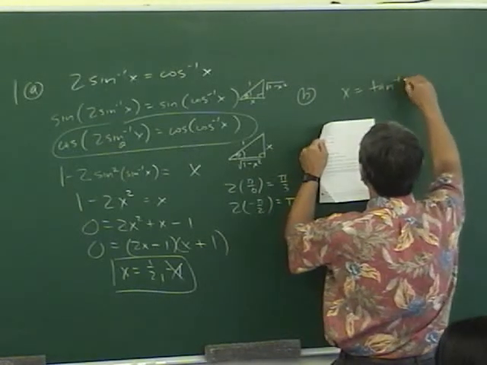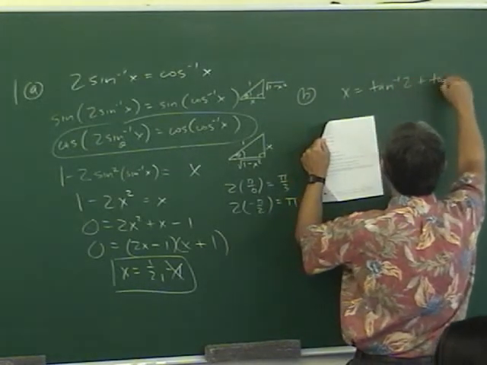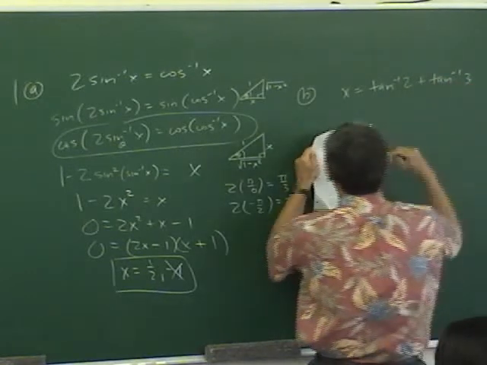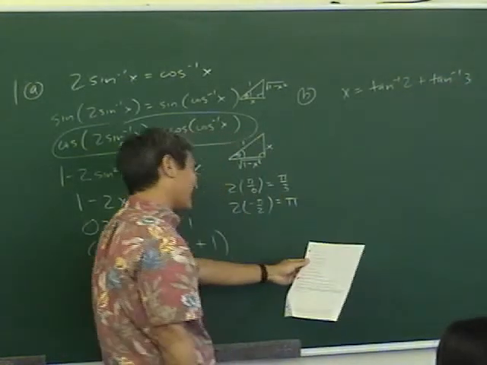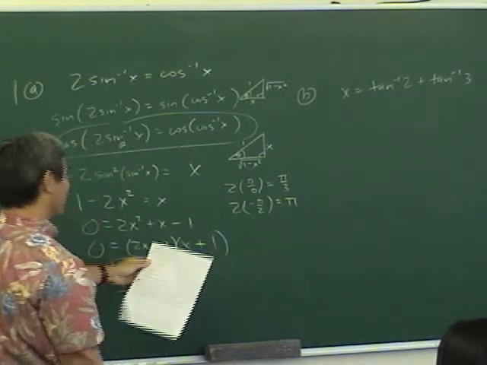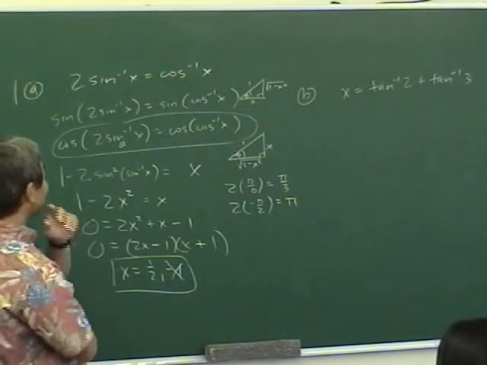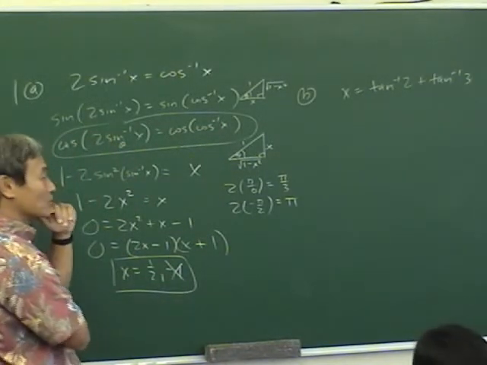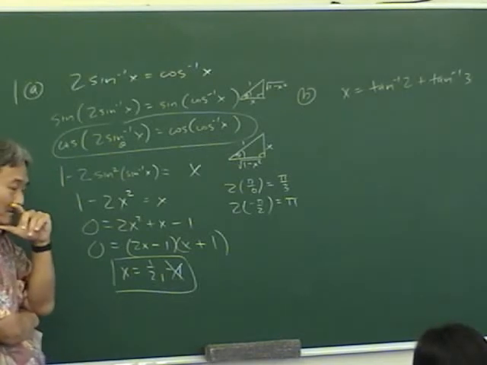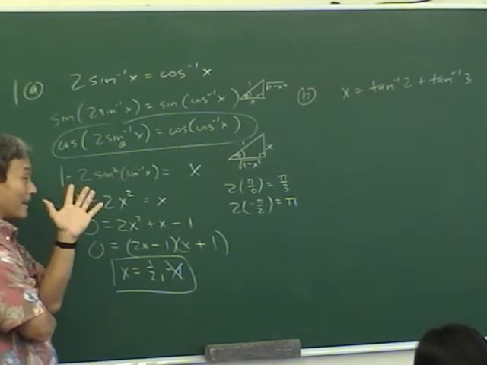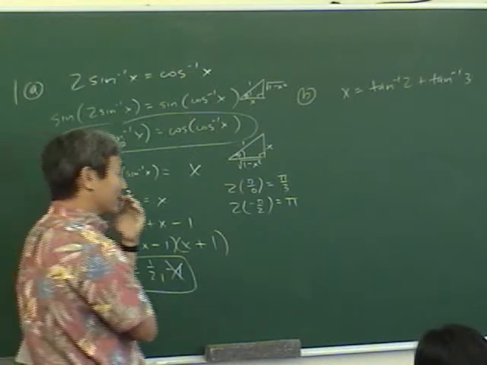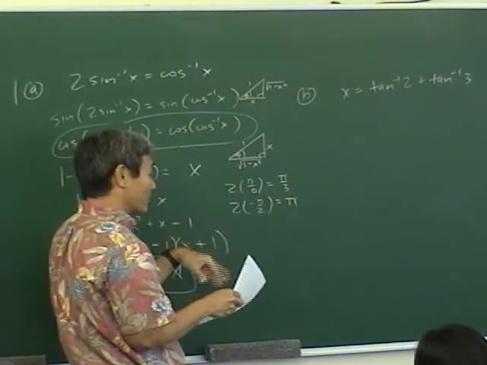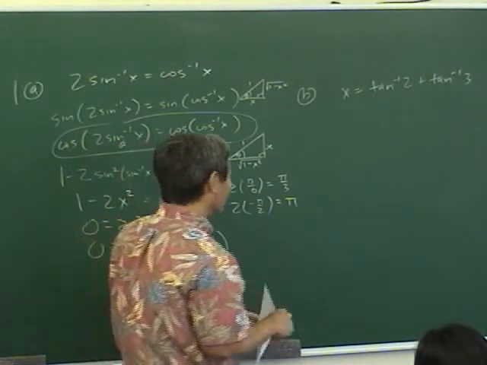Okay, I will do B for you. Are these the two easiest ones? No, not necessarily. But probably. Okay, what do you think I'm going to do on this one? Sine both sides, cosine both sides, or tangent both sides? Well, since you see tan inverse, probably you're going to tan both sides, right? Because the tangent of tan inverse armadillo is armadillo.